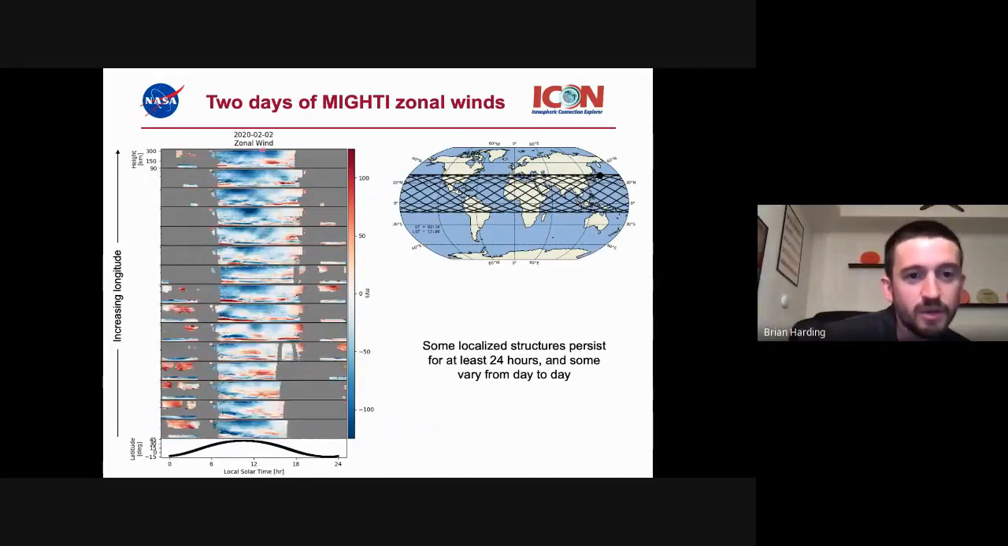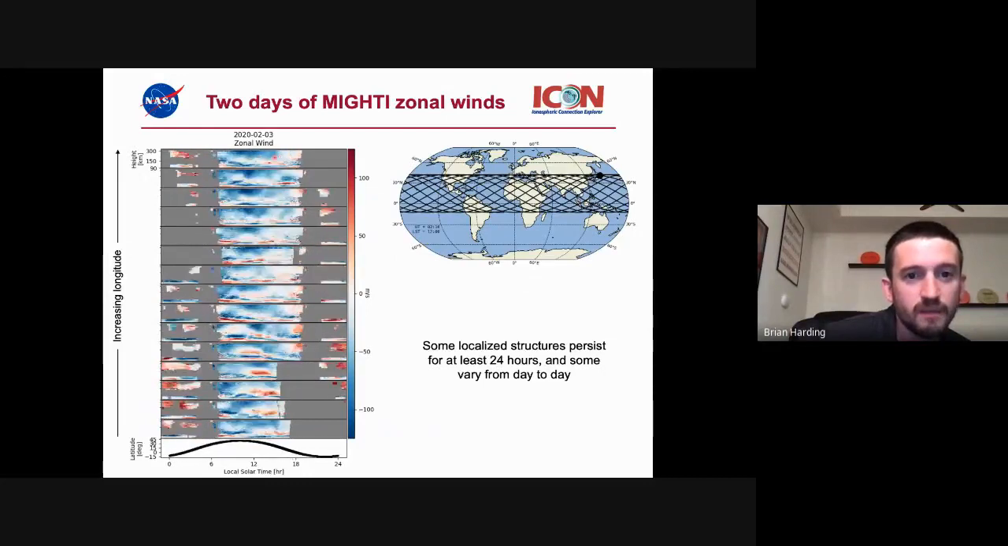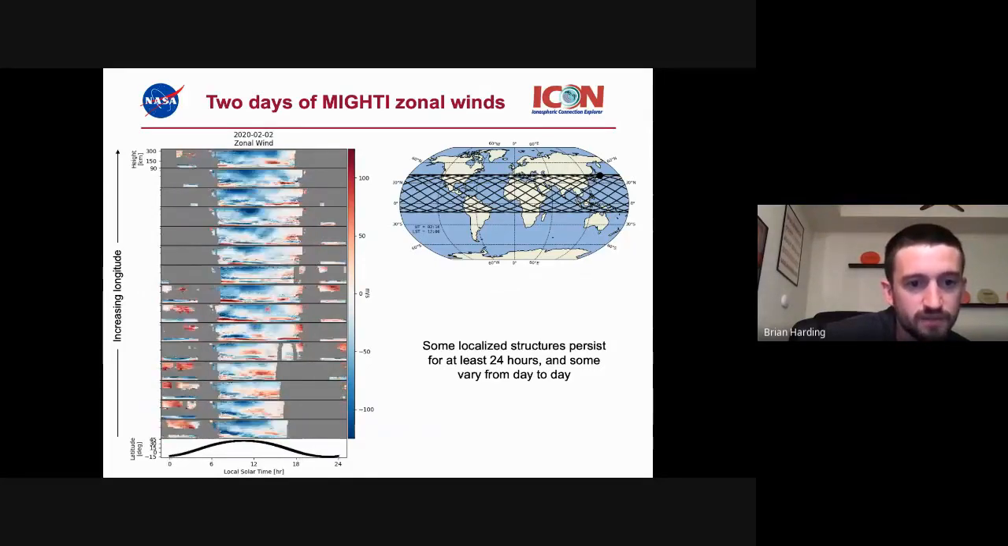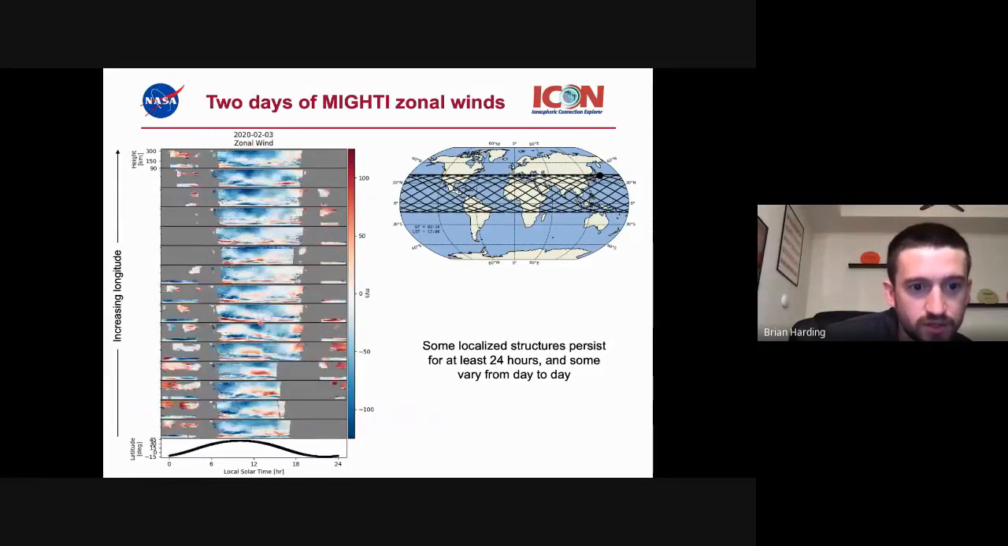But other times these features are clearly transient. I'm looking at this shear up here, as well as small scale structures we often see. Here's an example on February 3rd, but it's not there on February 2nd, where there's clearly some sort of disturbance at around the 50 meter per second level that you can see continuously from 90 kilometers down in the green line all the way up to 300 kilometers in the red line.